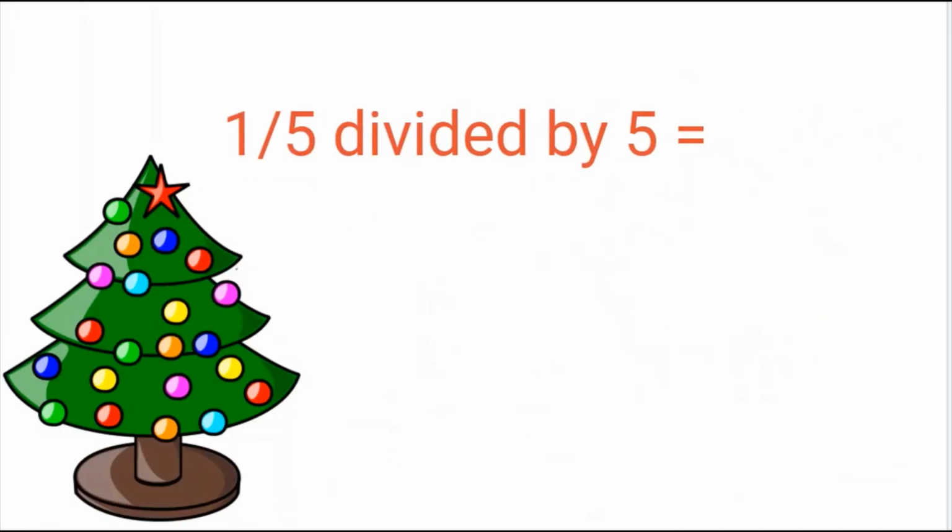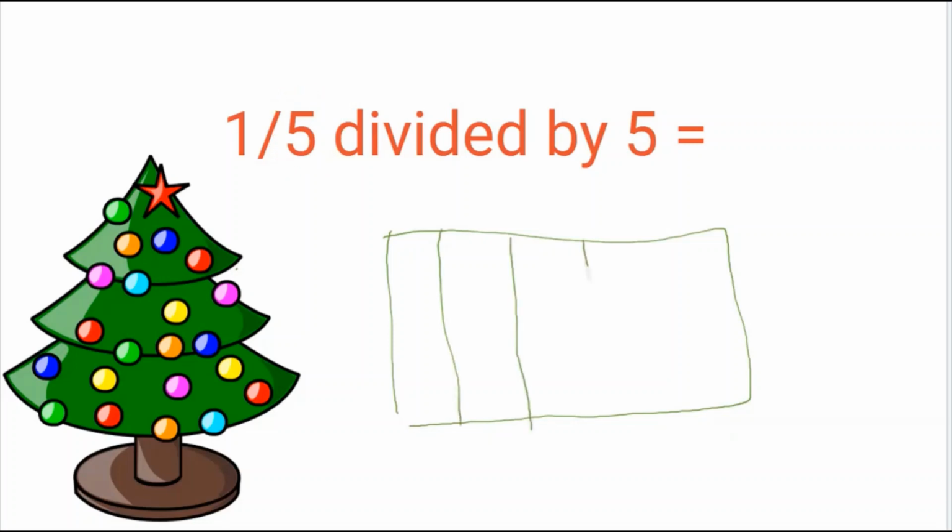So the problem is 1/5 divided by 5, and I want you to solve this. Okay, so I'm guessing you solved this. So you're going to look at your dividend, and your dividend is 1/5, which is a fraction. So whenever you have a fraction, you're going to draw one big square. And then you're going to look at the denominator, and our denominator is 5. So you're going to break up the rectangle 5 times.